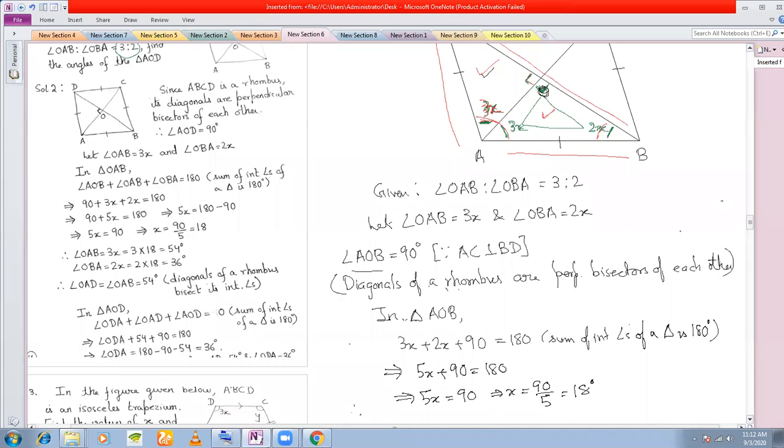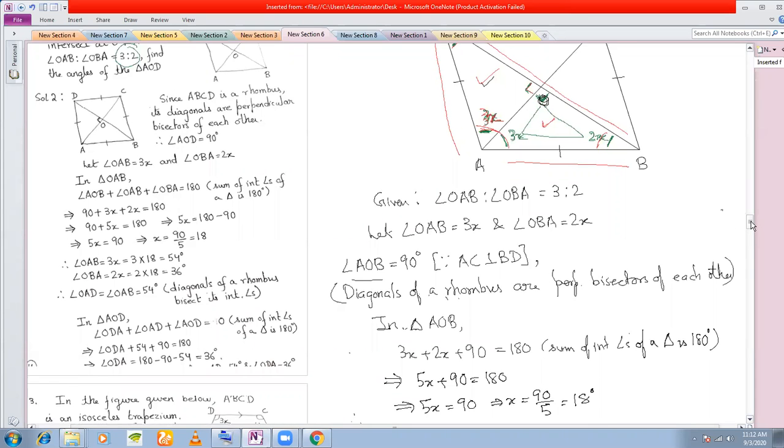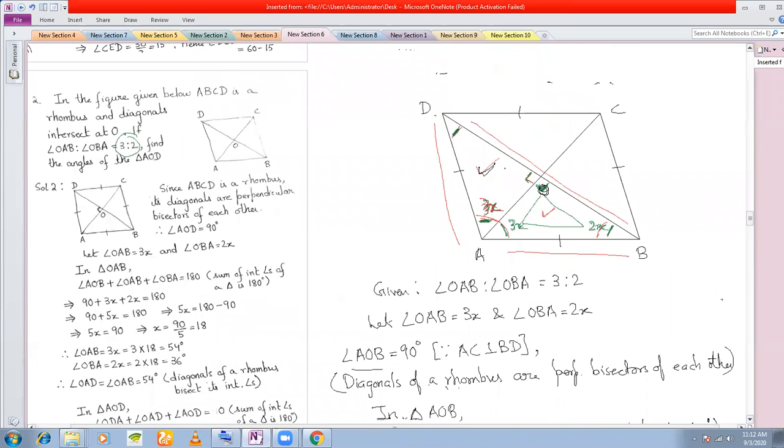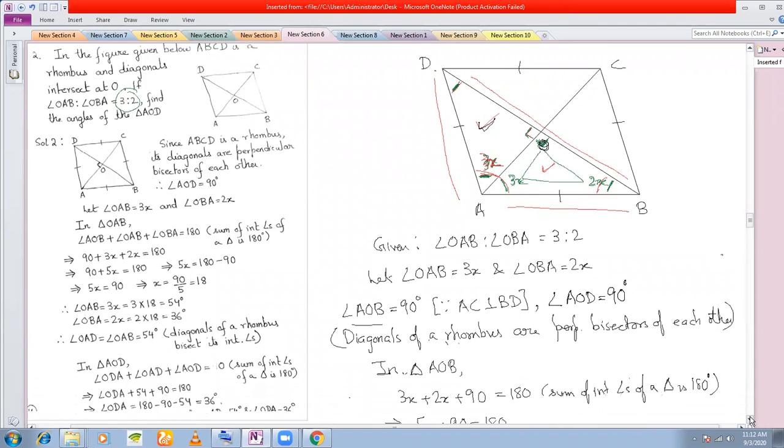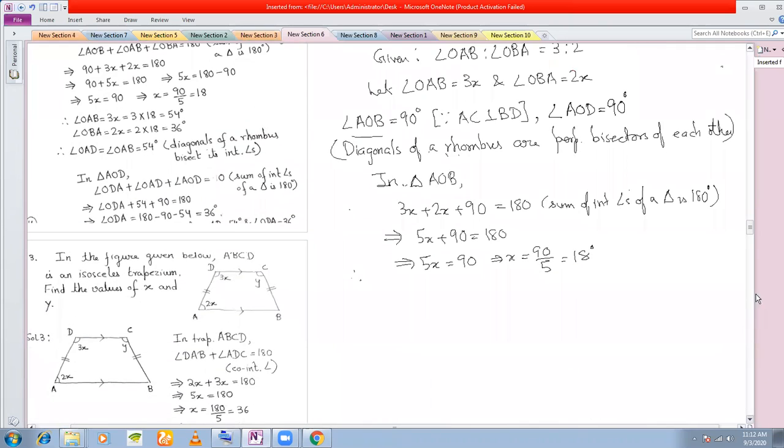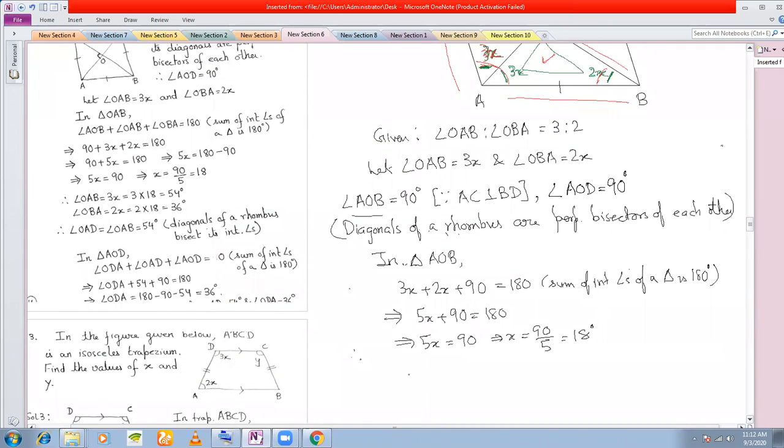Now see, when I have written here that diagonals of a rhombus are perpendicular bisectors of each other, and we need to find out the angles of this triangle AOD, let me just write here that angle AOD of this triangle is also 90 degrees, so that we know that we have found out one angle of this triangle. So let's now go back to x. We have found out x to be 18. So therefore what is 3x? 3 into 18, which is 54 degrees.